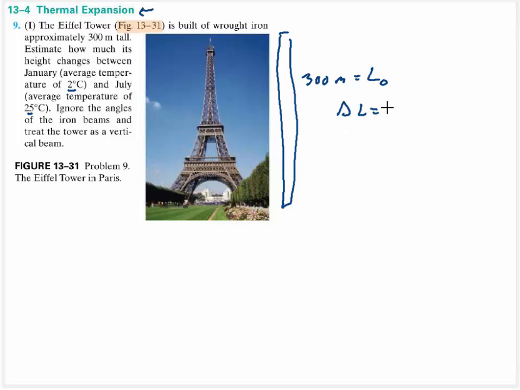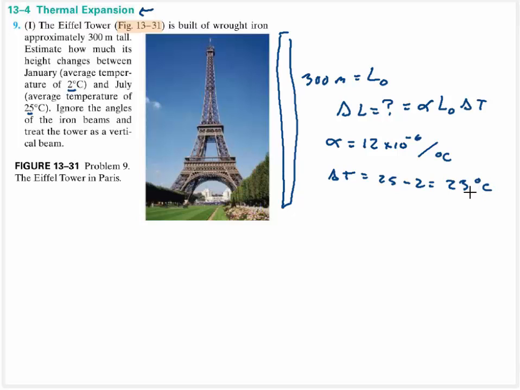So change in length is equal to what? Well, we know that's going to be equal to the expansion coefficient times the original length times the change in temperature. So we know that it's wrought iron. We go ahead and look up the expansion coefficient for wrought iron. It's going to be 12 times 10 to the minus 6 per degree Celsius. Change in temperature is simply going to be equal to 25 degrees minus 2 degrees. That's equal to 23 degrees Celsius.